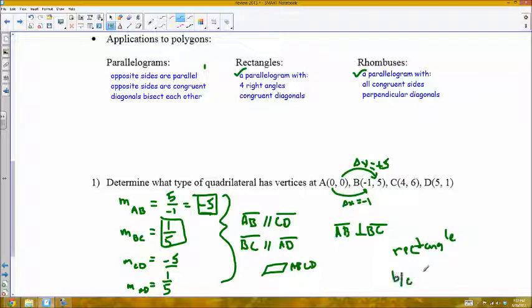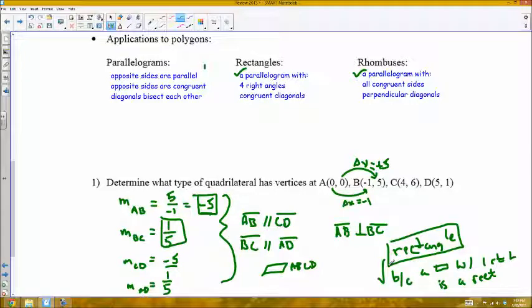Because a parallelogram with 1 right angle is a rectangle. So I know what it is, and this is the reason why it is. So that's how you can use these 3 formulas: midpoint, slope, and distance. I actually only had to use the slope here, but there's multiple ways to prove each of these things.